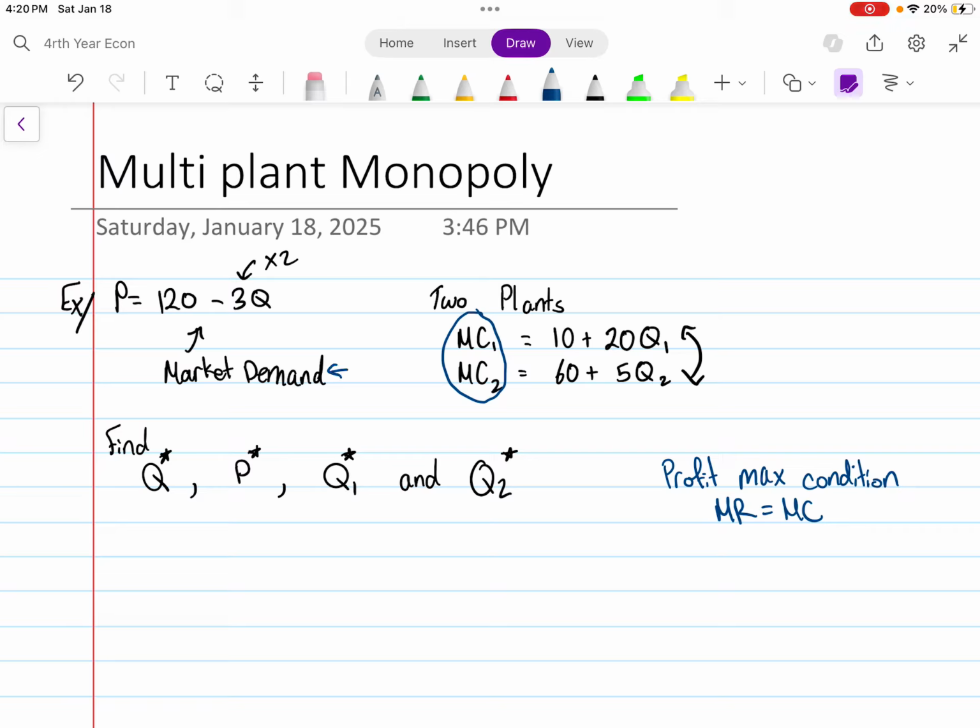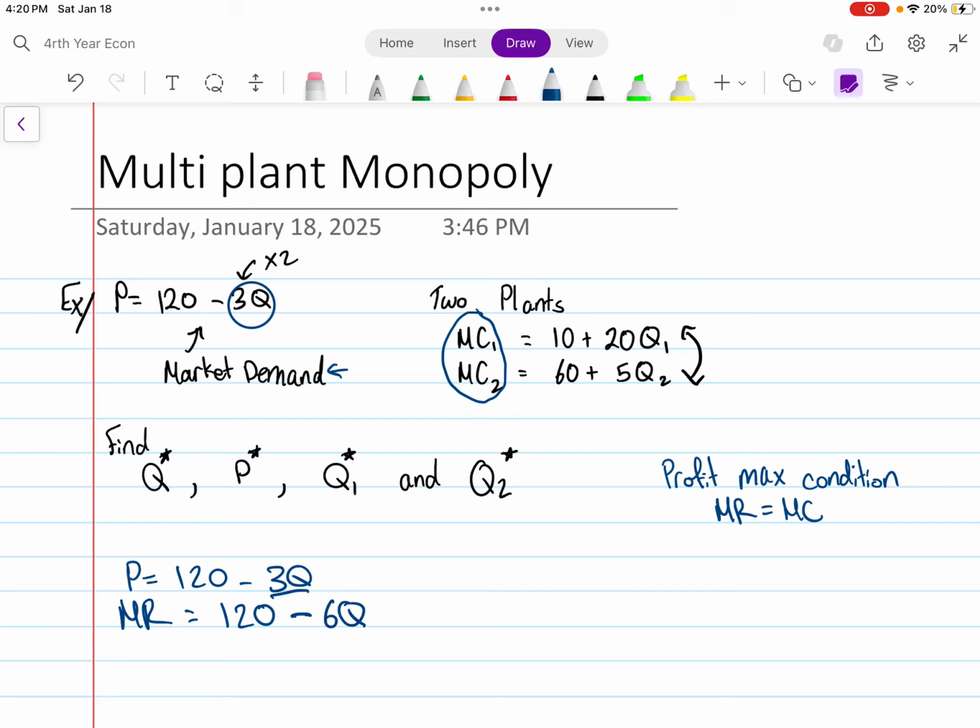In order to find out the marginal revenue from the demand function, all we do is we take this term right here and multiply it by 2. So we have the demand function is equal to 120 minus 3q. And to get the marginal revenue, just multiply this term by 2. So we get the marginal revenue function, which is 120 minus 6q.